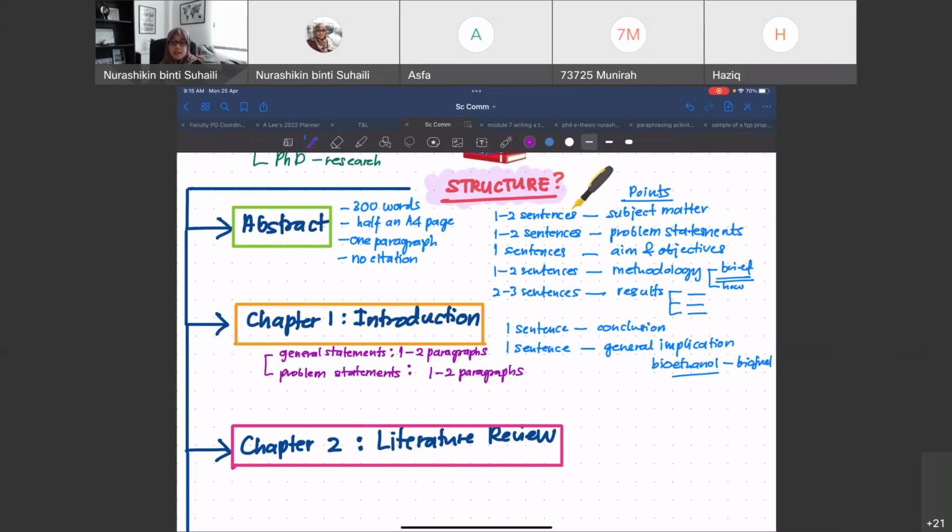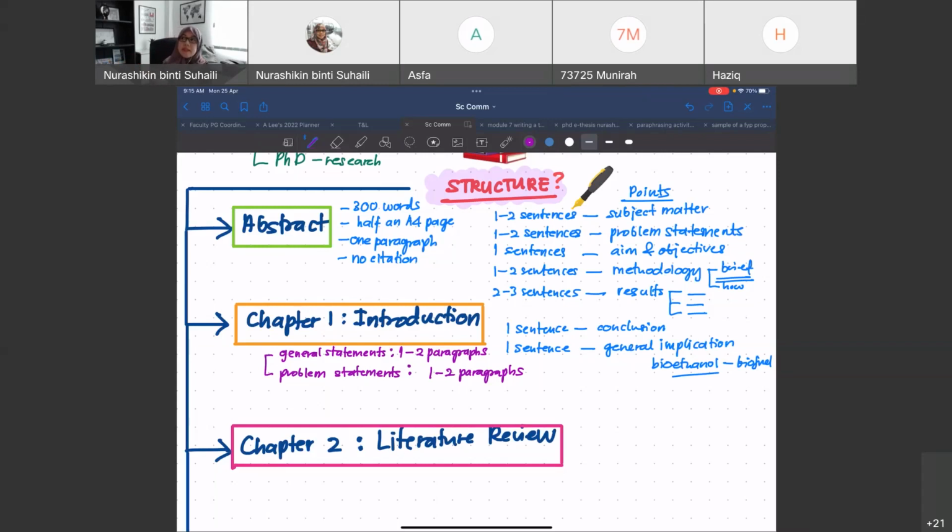Why doesn't the abstract need citation? Because all of the things here should come from yourself, like the problem statements. Although it's based on your observation of other works, you identify that this is lacking, this is not yet studied, this is needed. So it should actually be your own words. That's why you don't need to cite.